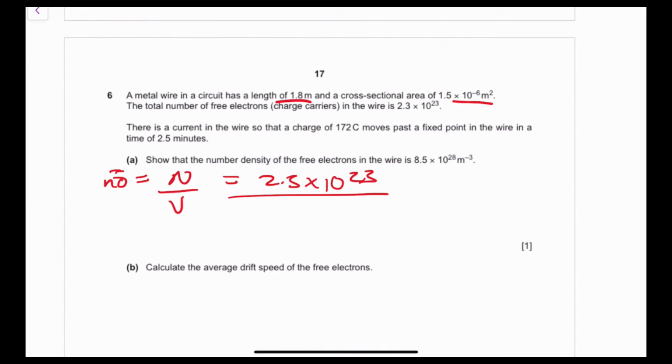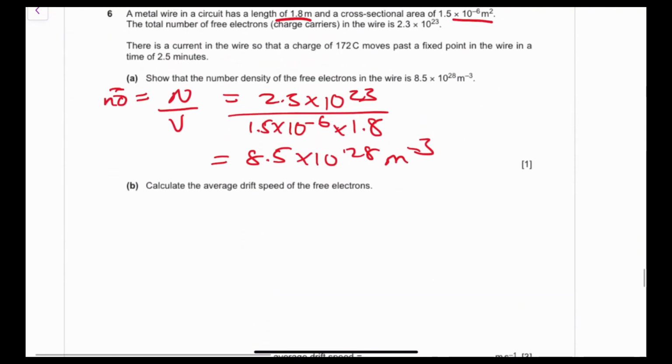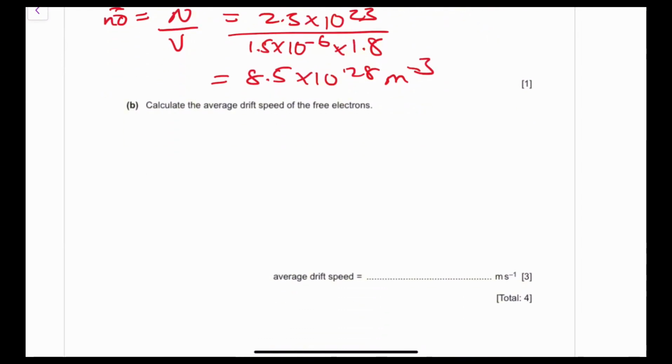Do we have the volume? Well, volume is area times length, right? Just 1.5 times 10 to the power of negative 6 times 1.8. So that gives you 8.5 times 10 to the power of 28 m to the power of negative 3, right? M to the power of negative 3 basically means per cubic meter. Calculate the average drift speed of the free electrons, right?